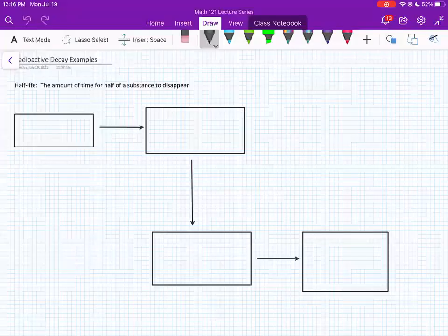Another application of exponential equations is that of radioactive decay. In particular, in this video, we will be dealing with half-life. And half-life is simply the amount of time it takes for half of a substance to disappear.